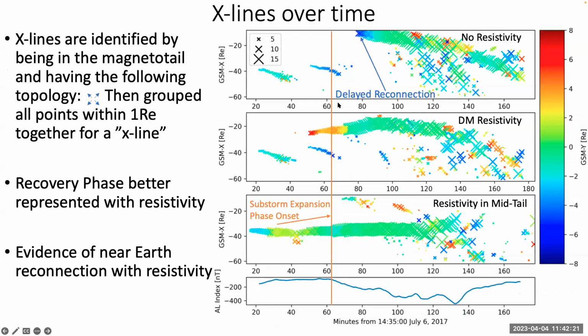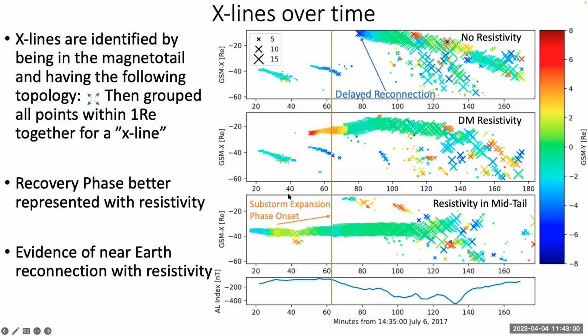So this is where I've actually looked at all the X lines in the simulations. Basically, all that I did was scan the magnetotail for X line topology and group them all together, so that if your X line is extended by several RE, then it matches that. And I've plotted that for my 3 simulations. Again, on the top, this is without resistivity. The middle panel here, this is where I placed resistivity right where MMS saw an IDR. And then the bottom is where I put resistivity just across the whole tail around minus 30 RE.